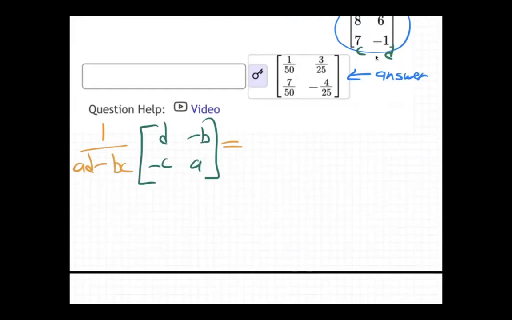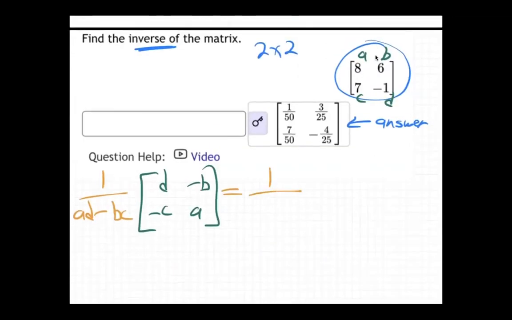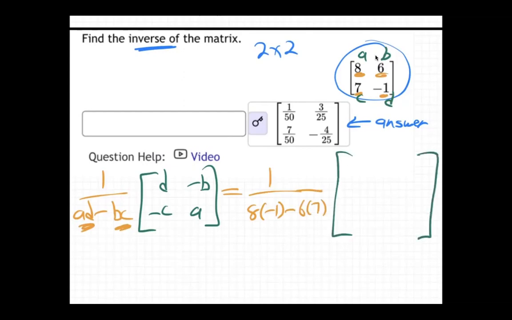Okay, so what does that mean first off? So 1 over AD minus BC. This is AD, so 8 times minus 1, minus BC, 6 times 7. And then with the matrix, we're going to switch things around a little bit. Notice A and D switch positions, right? They've traded positions. So I'm going to grab A and D, and they're going to switch. I'm going to put D right here and A down there.